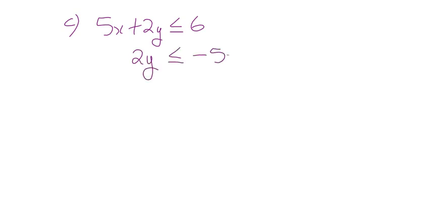Let's try another couple. 5x plus 2y is less than or equal to 6. What's the first step? Isolate y. So what are we going to write? 2y less than or equal to 6 minus 5x. Okay, now what? Divide by 2. Why? What do we do with this? Same thing, it's the same thing.